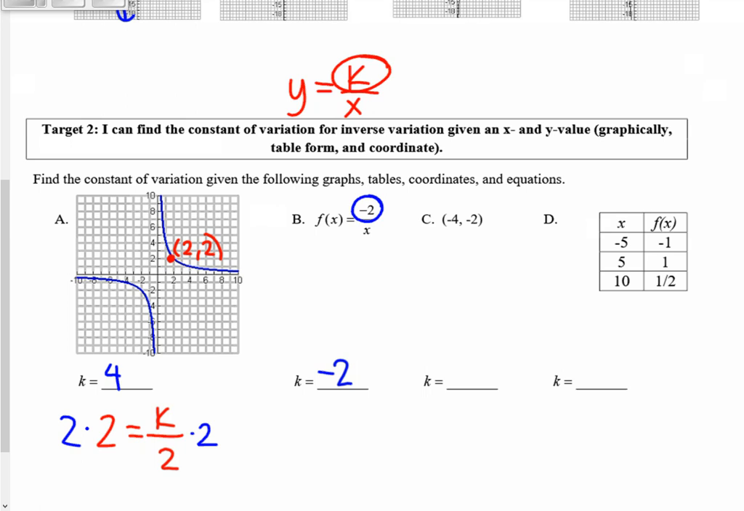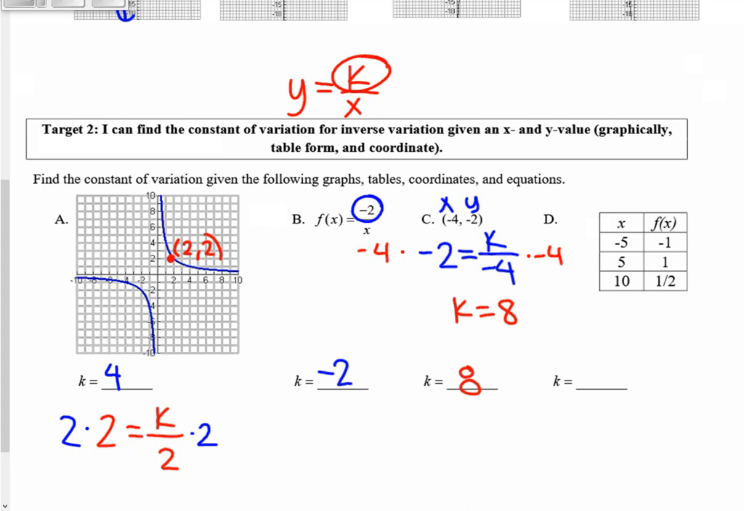C is similar to A where I need to plug it in the formula, but they have already told me my x and my y. So I have y equals, so negative 2 equals k over x, where x is negative 4. To get k by itself, I'll multiply both sides by negative 4. So k equals a positive 8.